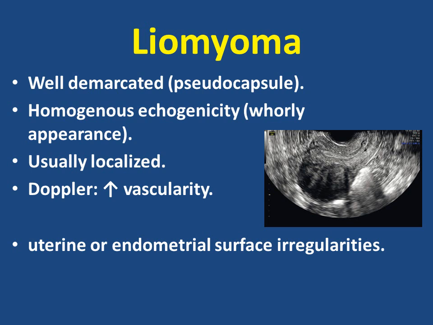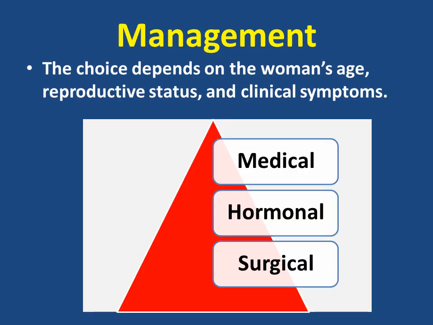Of utmost importance is to differentiate leiomyoma from adenomyoma. Why? Because leiomyoma is liable to be surgically excised due to the presence of a pseudocapsule, and differentiation of the tissue planes is easy, while adenomyosis is surgically very difficult due to absence of a pseudocapsule. So from the beginning you have to differentiate between leiomyoma and adenomyosis. The leiomyoma is well demarcated due to the pseudocapsule, with homogeneous echogenicity due to the whorly appearance, usually localized, single or multiple, but localized. The Doppler shows increased vascularity, and there are uterine or endometrial surface irregularities according to whether the myoma is subserous or submucous.